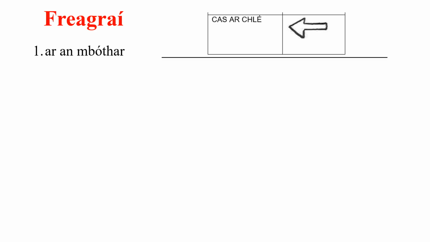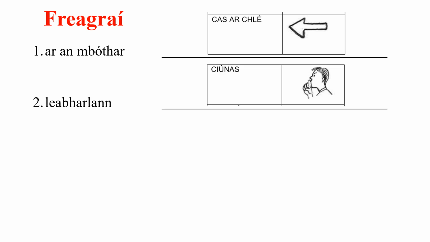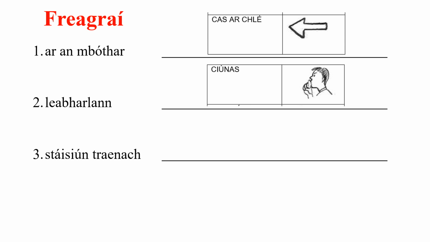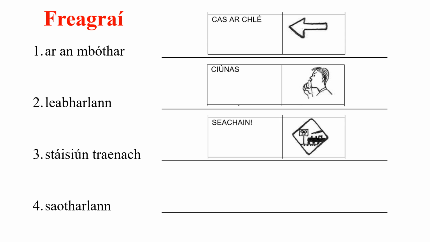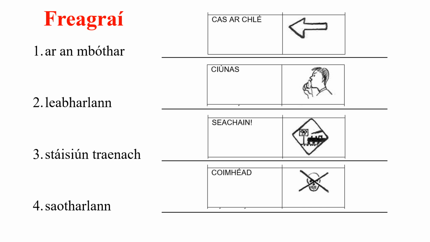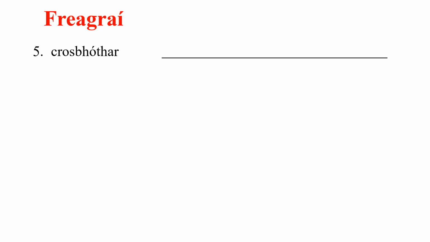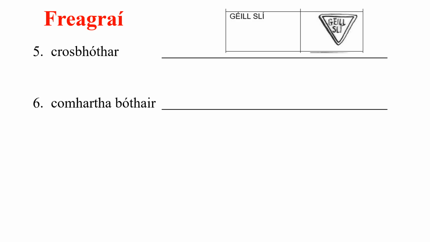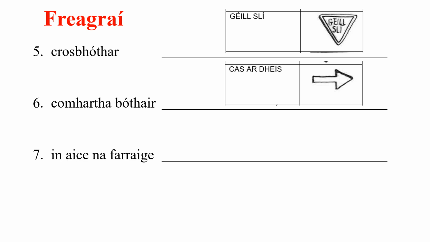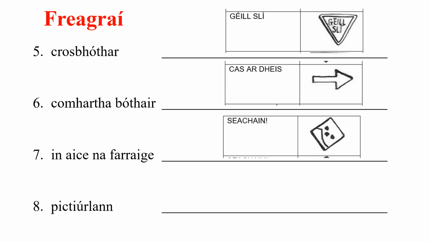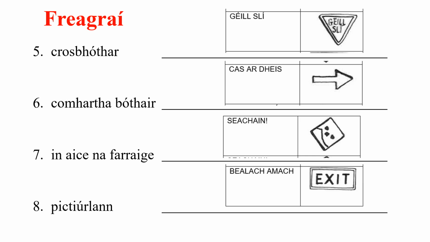And now the answers. Ar an mbóthar, cas ar chlé. Leabharlann, ciúnas. Stáisiún traenach, seachain. Saotharlann, cúIgead. Number 5, crosbhóthar, géill slí. Number 6, comhartha bóthair, cas ar dheis. Number 7, in aice na farraige, seachain. And number 8, pictiúrlann, bealach amach.